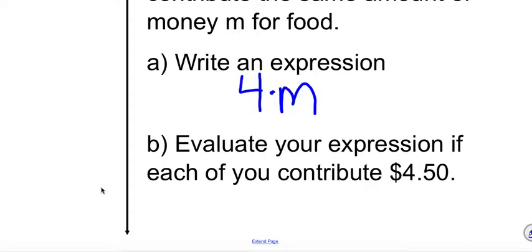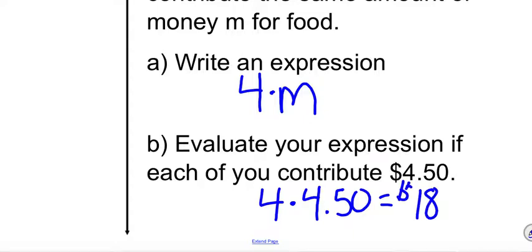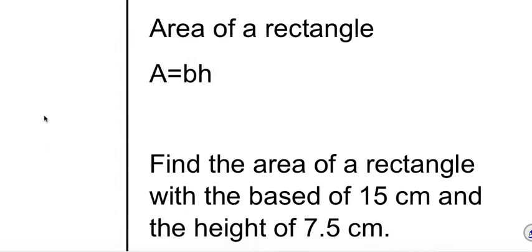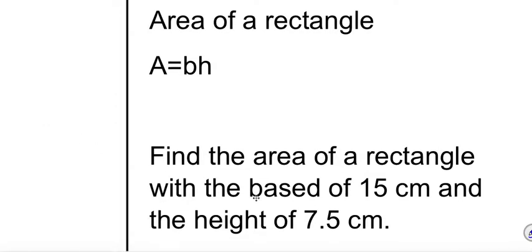If I know that every single person contributed $4.50, I know that I have to take the 4 people times $4.50. I know then that that would give us a total of $18 to spend on food. If you have a formula given to you, then just plug in what you know. We're told that the base is 15, the height is 7.5, B stands for base, H stands for height. Plug it in and solve.